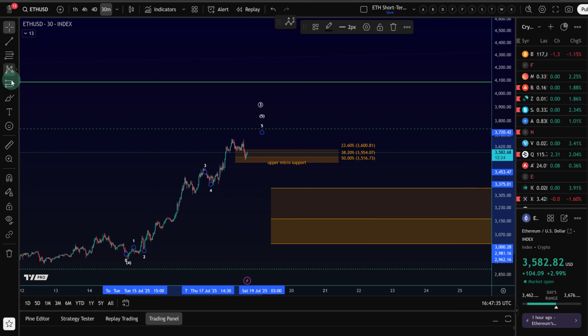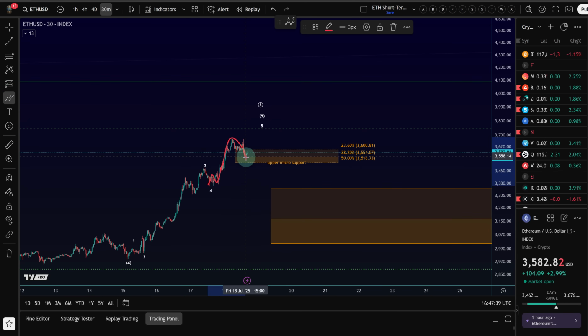There could easily be one more high in this move. 1, 2, 3, 4, 5. So I wouldn't rule out one more high in wave 5 of 5. And 3,516 is the level that, if broken, would suggest a larger pullback has started.